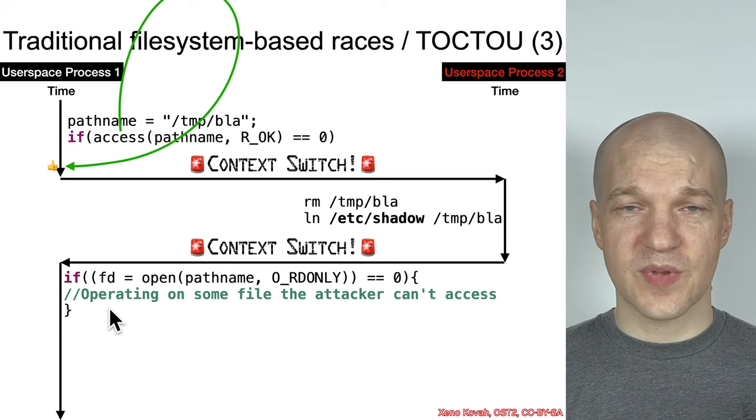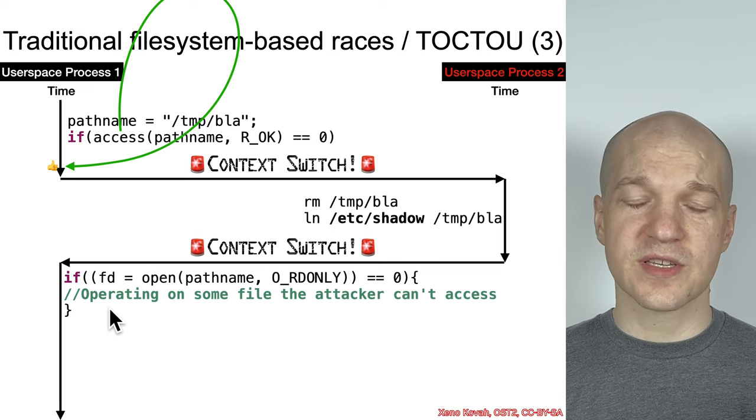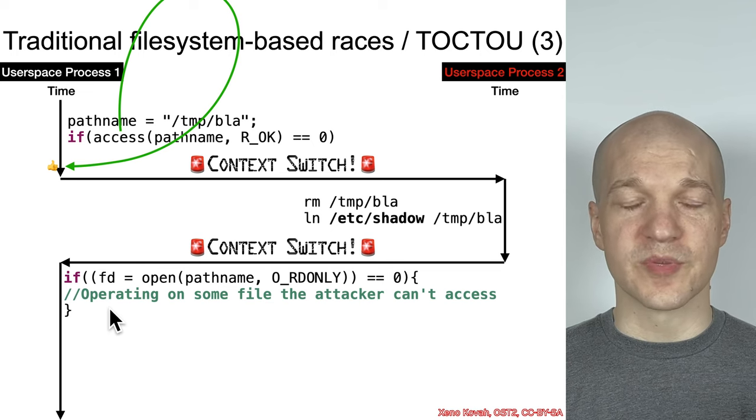So again, this type of file system-based race condition is not in scope for this class, but it is potentially in scope for future OST2 vulnerability classes.